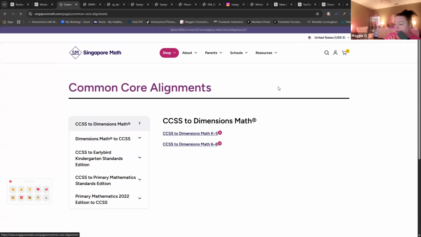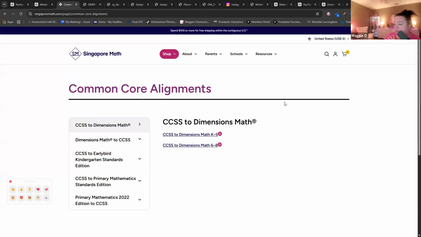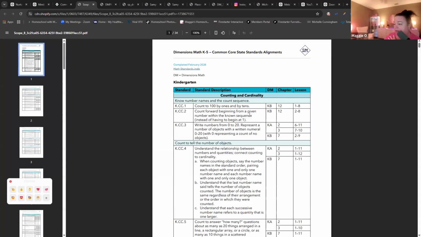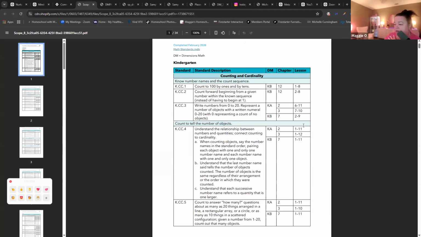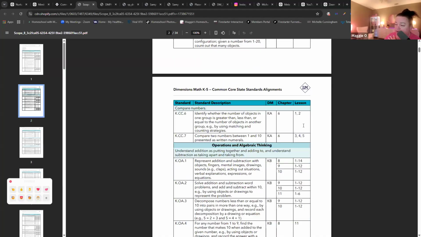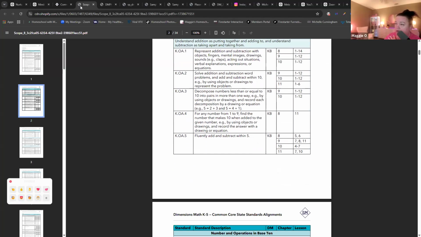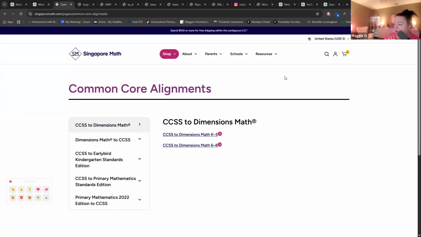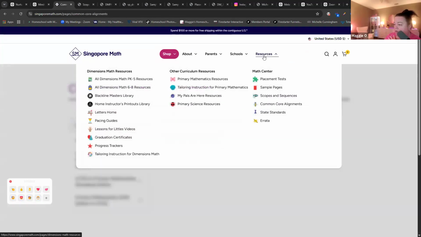Common core alignments for dimensions math. I like this as well, the way it's laid out. It's going to tell you exactly. This is so organized. This is very well organized. And it's really good for understanding your scope and sequence.